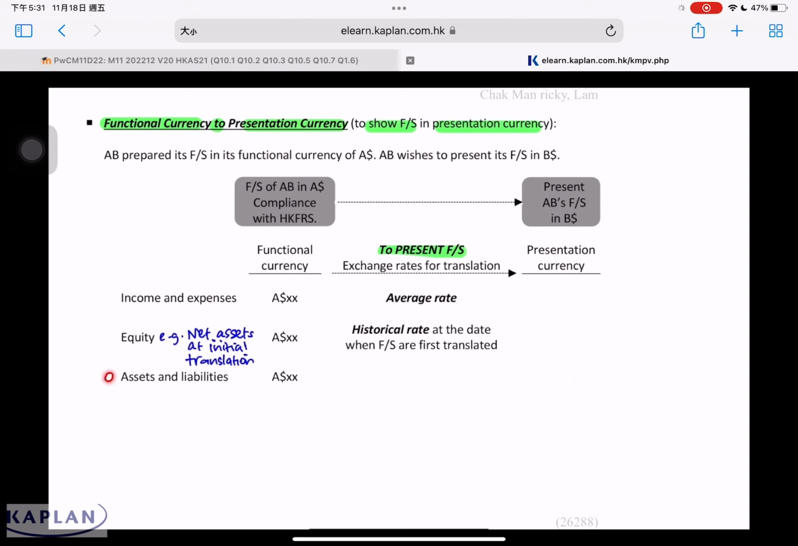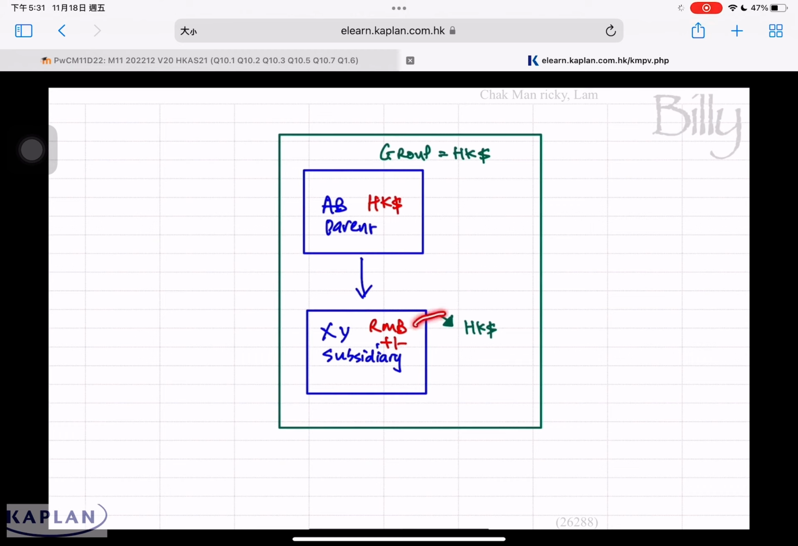The assets and liabilities, when translated from functional currency to presentation currency, you don't care what kind of assets and liabilities. We are just showing it in another currency at the year end. So you must use the closing rate. Add all these figures, there will be plus minus again. This plus minus is just a difference. When we translate from renminbi to Hong Kong dollar, there will be a difference. This difference is a translation from functional currency to presentation currency.